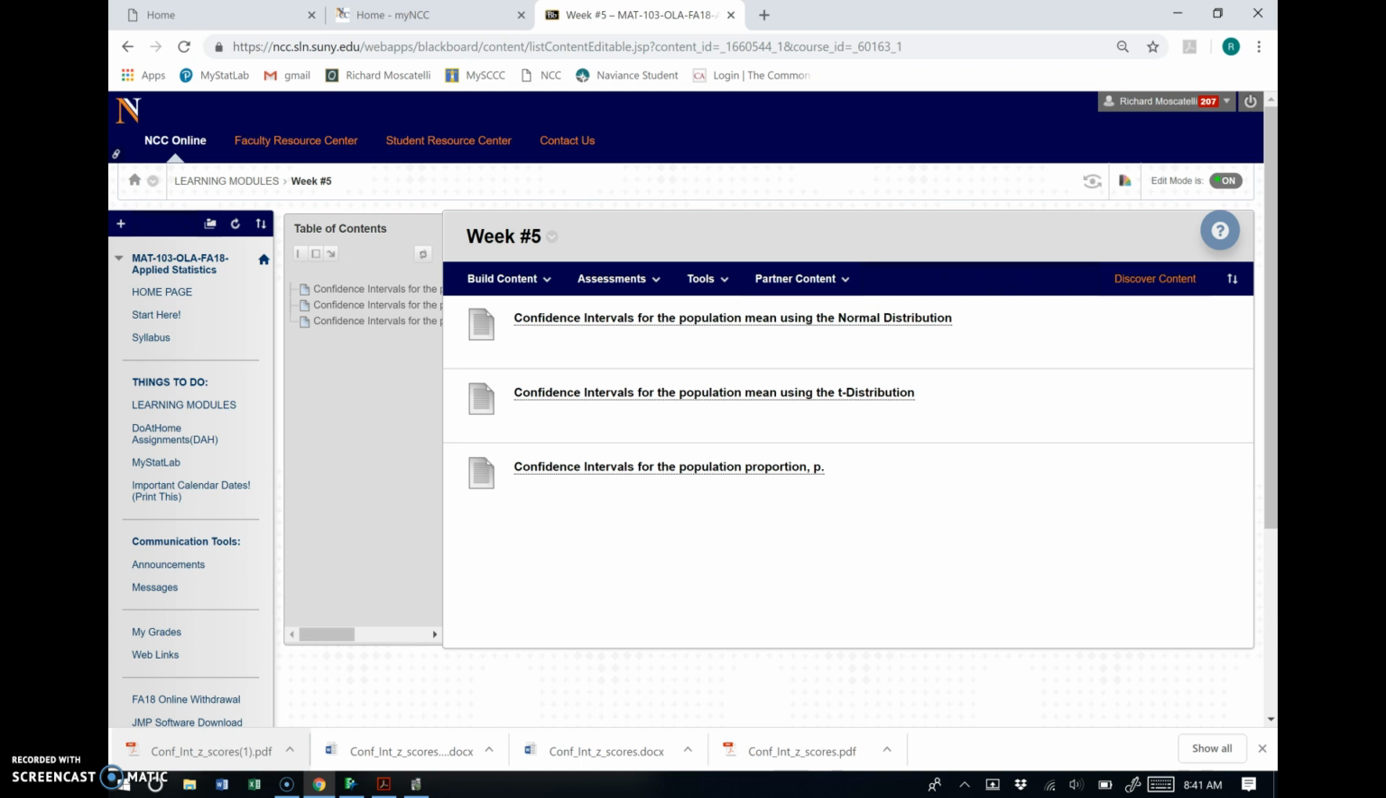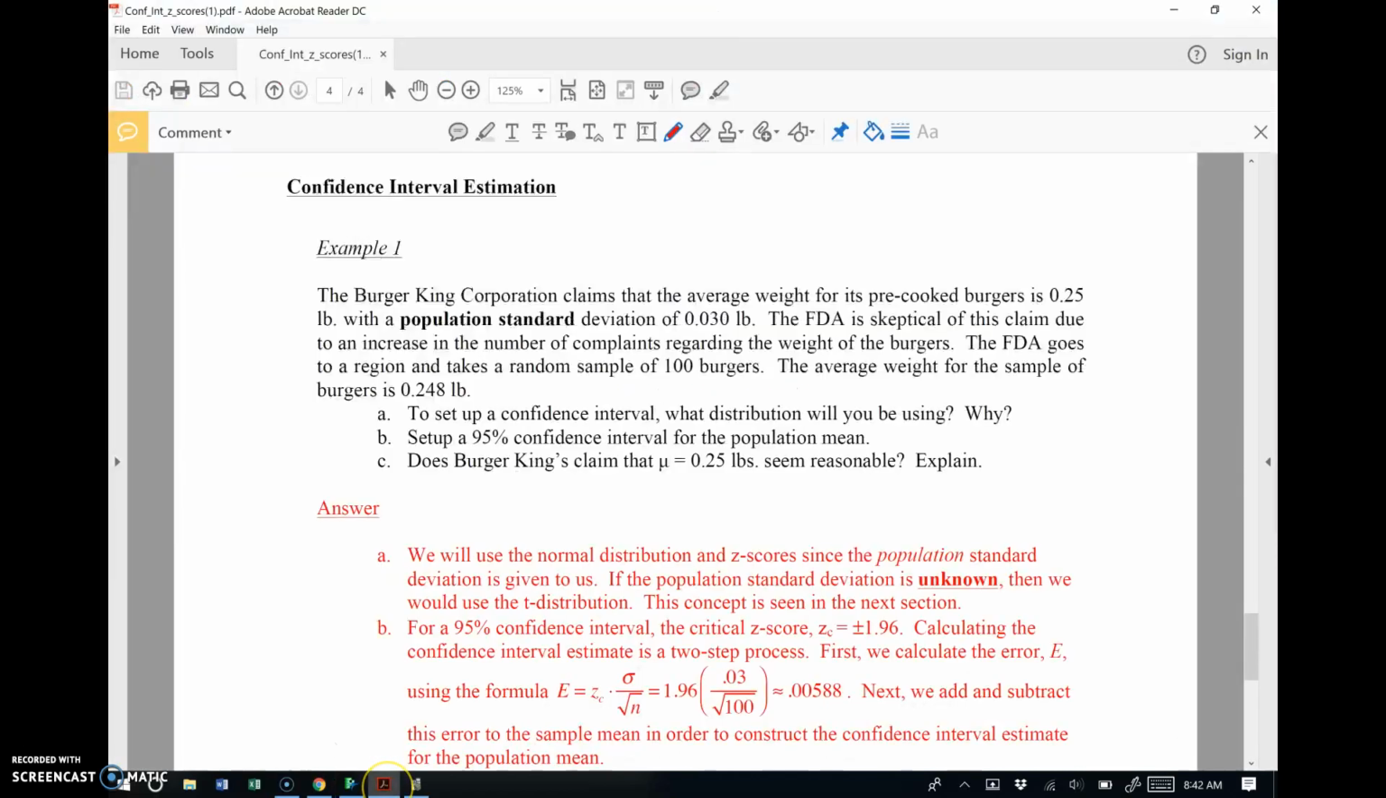So if you remember from Statistics 1, there are 2 different probability distributions that we use for our sampling distribution. One's the normal distribution with z-scores, and the other is the t-distribution, and we use t-scores there. So what I want to do is show you how to find a confidence interval for the population mean using the normal distribution right now. So you could open up that PDF. I've already done it, and it's the first PDF in Week 5.